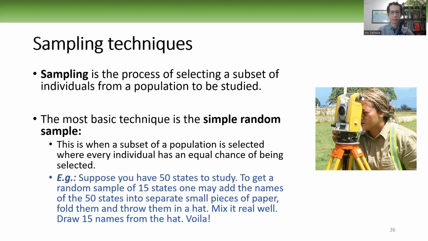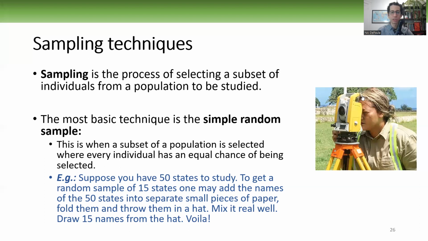The most basic technique is the simple random sample. This is when a subset of a population is selected where every individual has an equal chance of being selected. And how do you achieve a random sample? Well, the classic example, or one of them, is something like this. Suppose you want to study the states, the United States, and there are 50 of them, and the observational unit is a state itself. So each observational unit is a separate state.